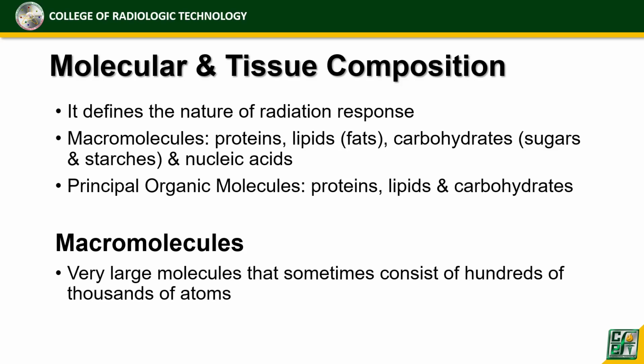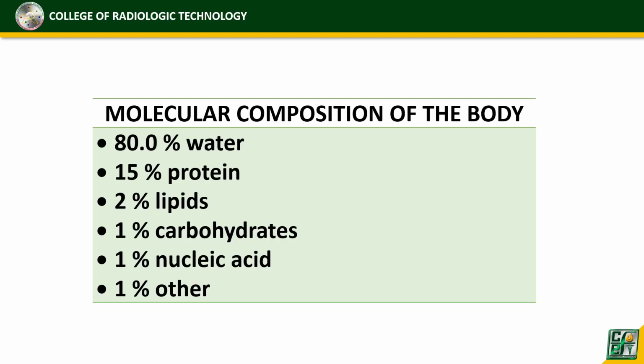So when we say macromolecules, okay, from the prefix macro meaning large, very large, so they are very large molecules that sometimes consist of hundreds of thousands of atoms. Okay, so this is the molecular composition of the body.